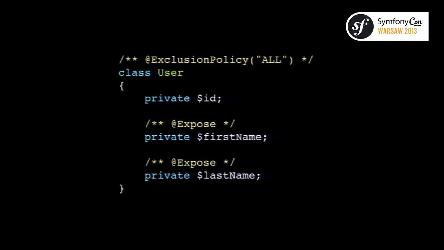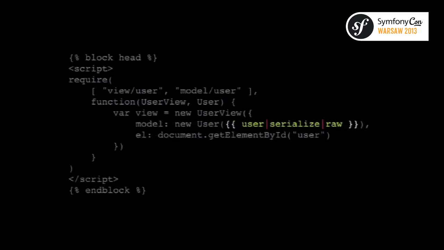I use annotations to define the mapping, the metadata, how a particular model object is mapped into the database, how an object is serialized. It makes the code very clean, as you can see here. We have the serialization rules defined in the user class. All we do is pass it into that serialize filter and make sure that Twig doesn't escape the JSON object, and there we are.